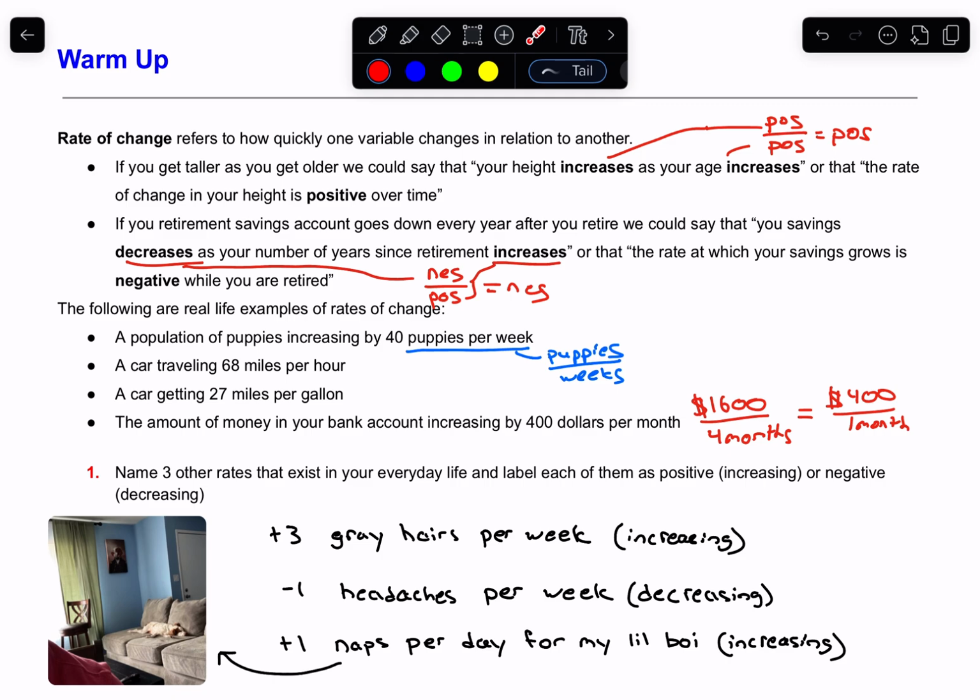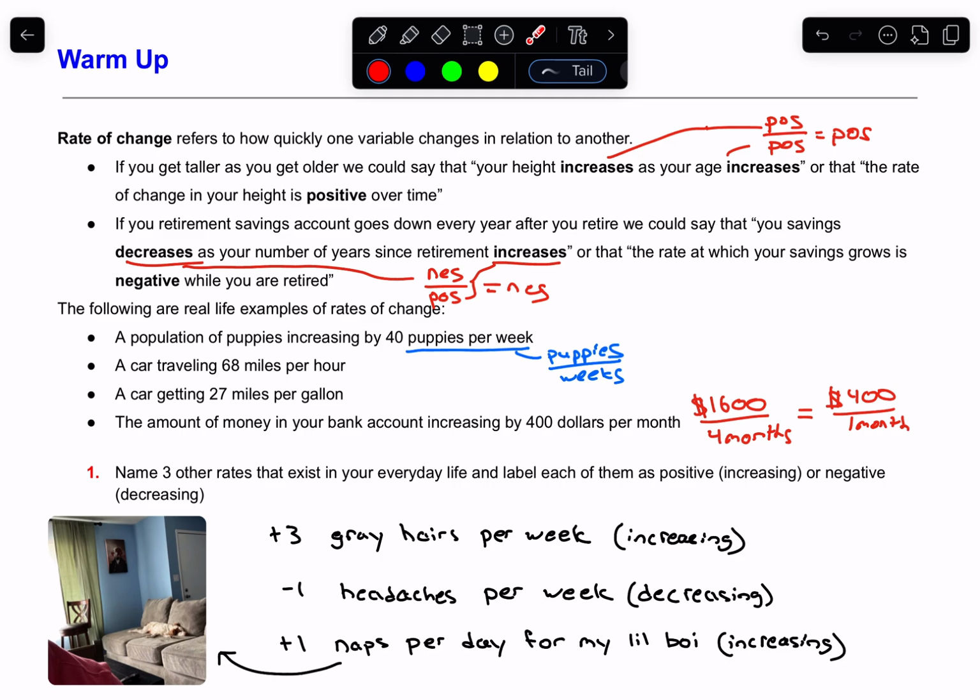If I told you 27 miles per gallon, everyone can think, okay, 1 gallon, 27 miles. But if I say 54 miles per 2 gallons, well, then all of a sudden you have to do math. You got to actually divide to try to figure out, okay, what does that mean?